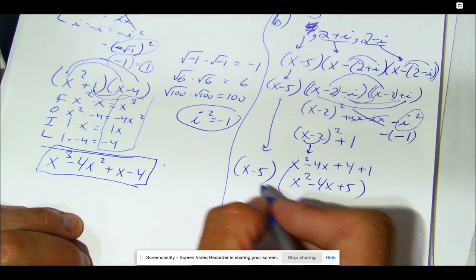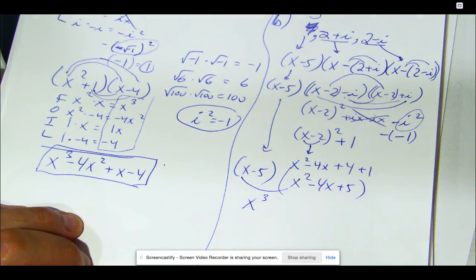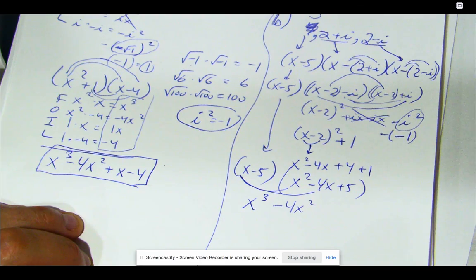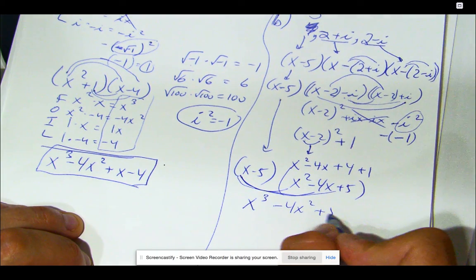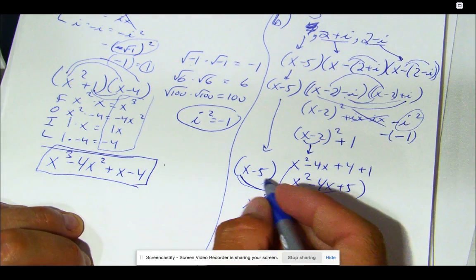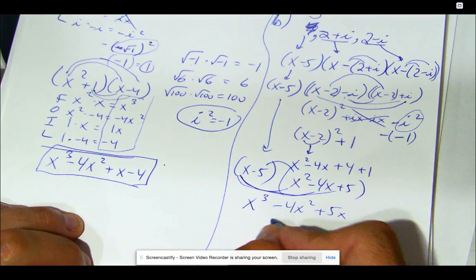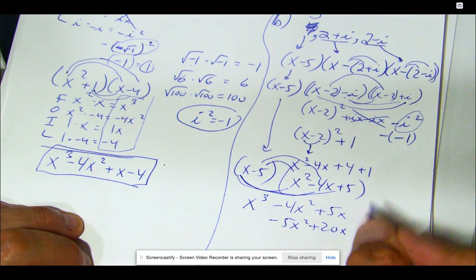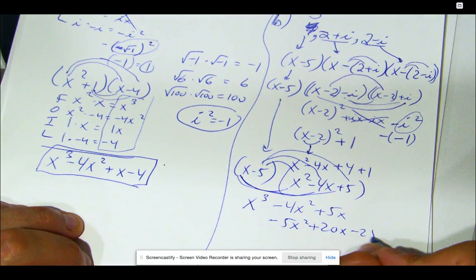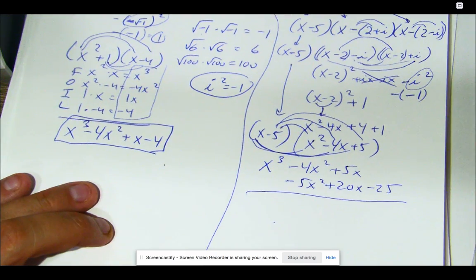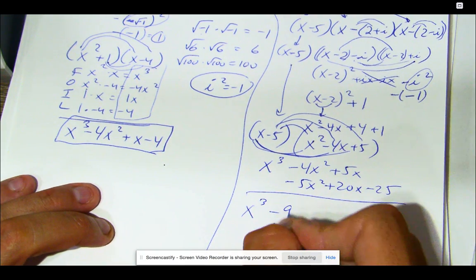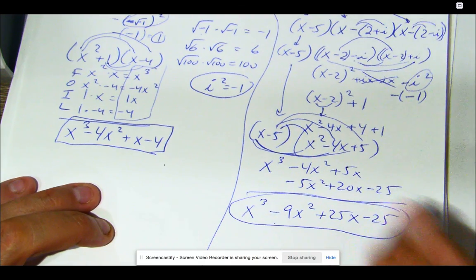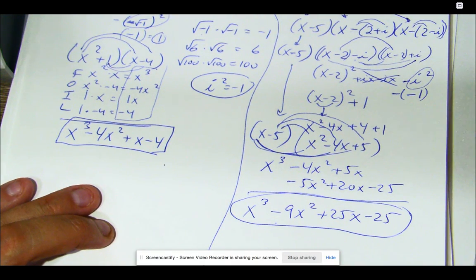Now, I need to multiply everything. x cubed, negative 4x squared, plus 5x. That's just the x to everything. Now I also have to do the minus 5. Negative 5x squared, plus 20x, negative 25. This one stays first. That's second. That's third. That's last. There's your answer.